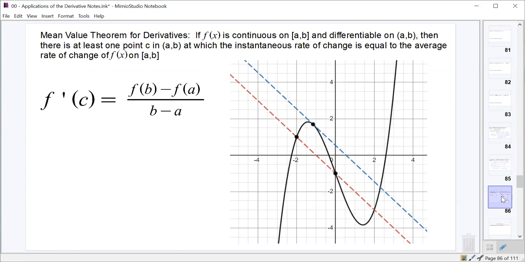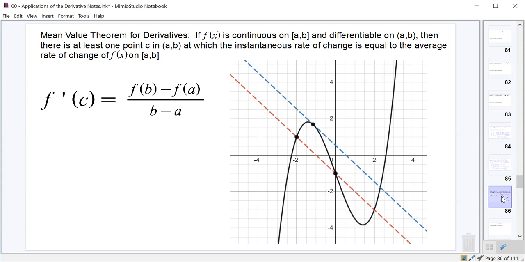So the next theorem we're going to talk about is called the mean value theorem for derivatives. The hypotheses of the mean value theorem have to be the same as what Rolle's theorem was: that f of x is continuous on the closed interval from a to b and differentiable on the open interval from a to b. And it says if that's true, then there must be at least one point in the interval a to b where the instantaneous rate of change is equal to the average rate of change on the closed interval a to b. So effectively, what's that saying?